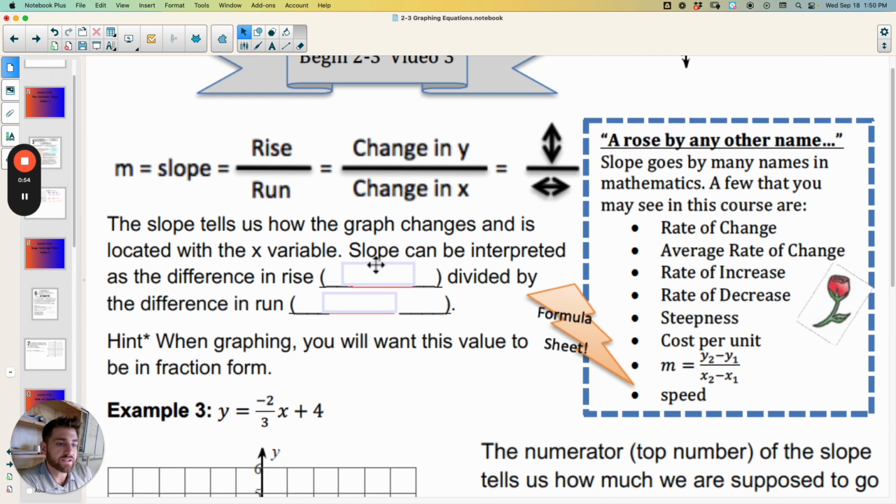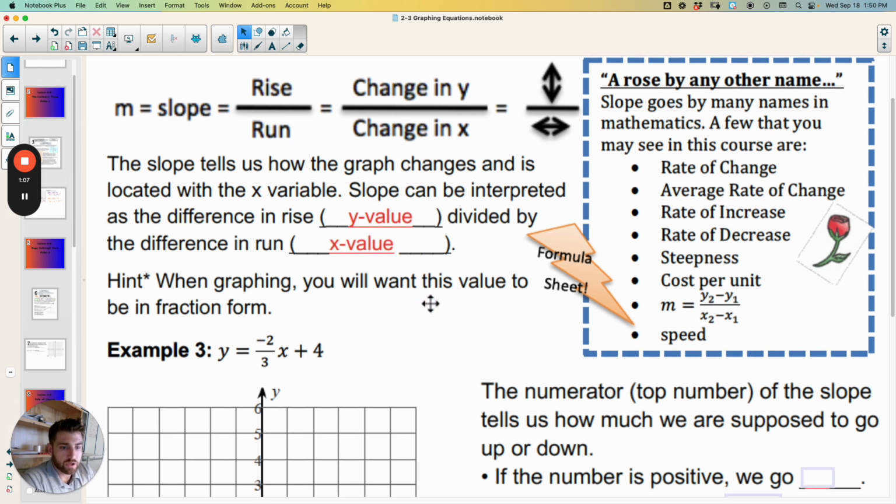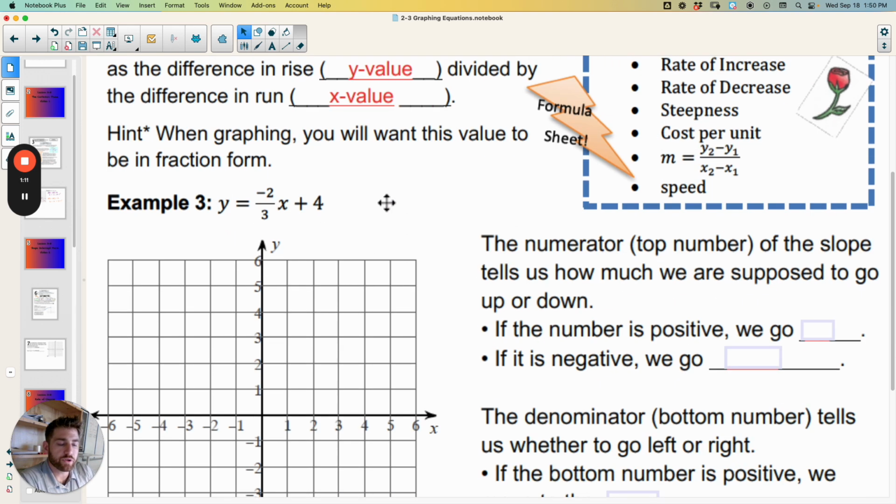The slope tells us how the graph changes and is located with the x variable. Slope can be interpreted as the difference in rise, or the y value, divided by the difference in run, the x value. Now, when graphing, you'll want to use this value in fraction form, not decimal form. It's not very helpful in decimal form.